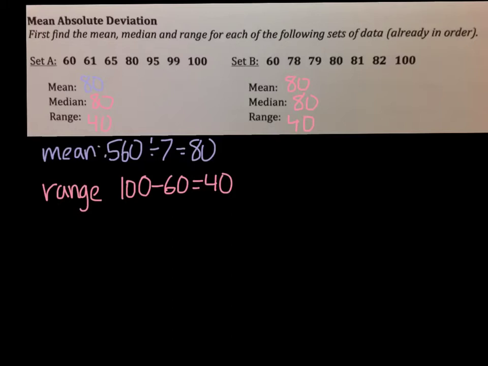If we look at set B, we notice that the numbers are clustered around the 80. So we have our minimum and maximum, but then we have 1 less and 2 less, and then 1 more and 2 more than our median number. So even though we have the same mean, median, and range, these are very different sets of data.